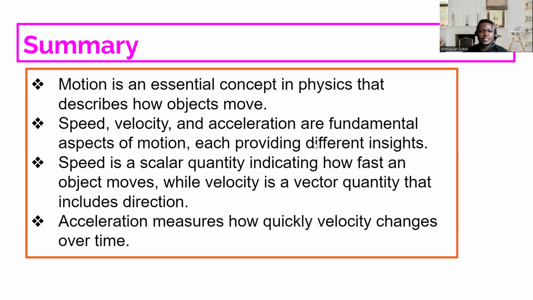Wow, this is excellent. This is a summary of what we've done in this class. Motion is an essential concept in physics that describes how objects move. Speed, velocity, and acceleration are fundamental aspects of motion, each providing different insights. Speed is a scalar quantity indicating how fast an object moves, while velocity is a vector quantity that includes direction. Acceleration measures how quickly velocity changes over time.